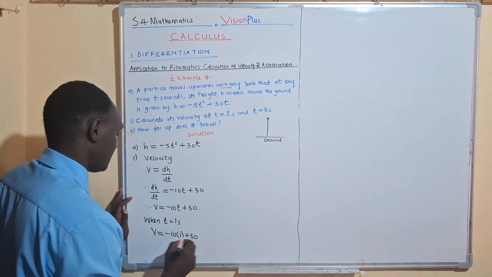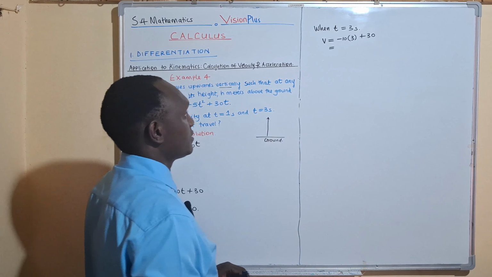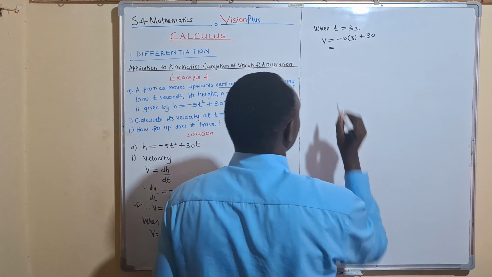So the velocity when the time is 3 seconds becomes negative 10 times what is your time? Your time is 3, and then plus 30. Then what are you getting? 0. Negative 30 plus 30 is 0 meters per second.